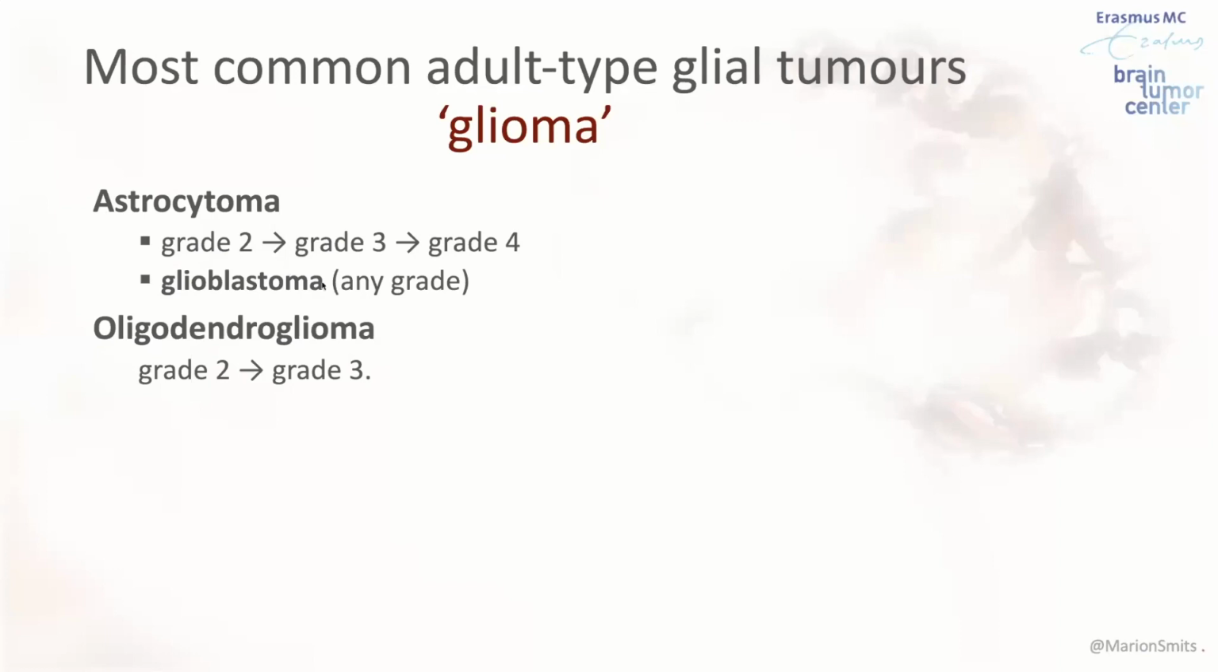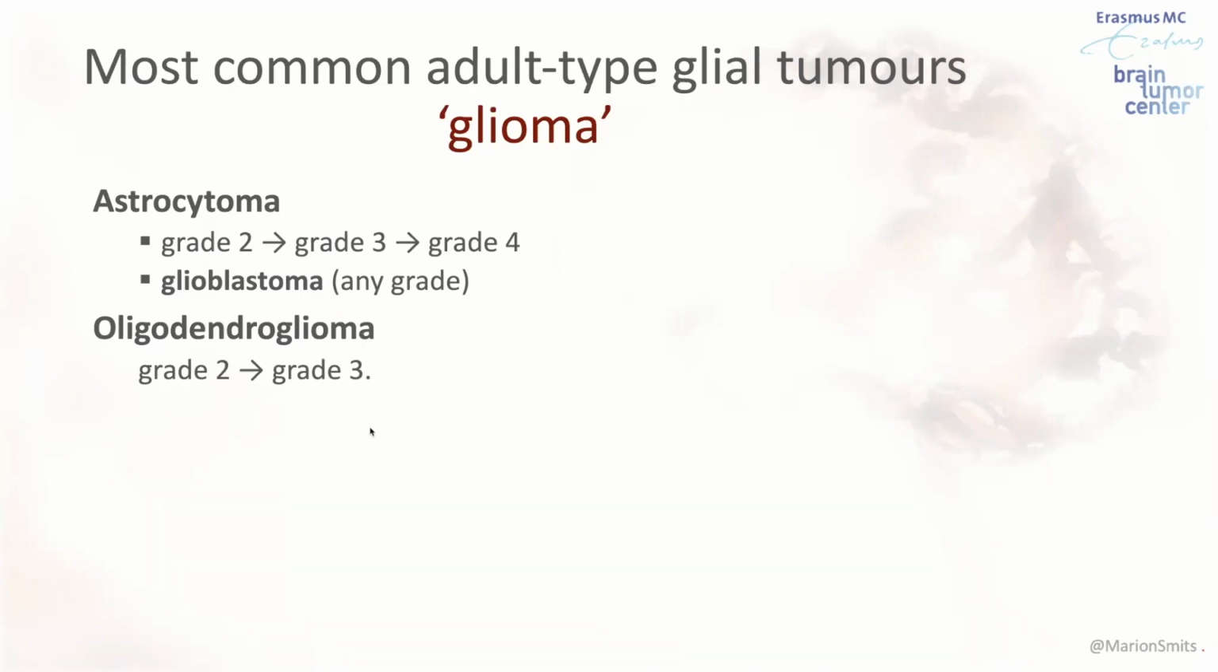And specifically, a specific type of astrocytoma is glioblastoma. And again, this is where things are a little bit confusing. This used to be also a part of astrocytoma, but is now considered a separate entity. And I'll come back to that in a minute.